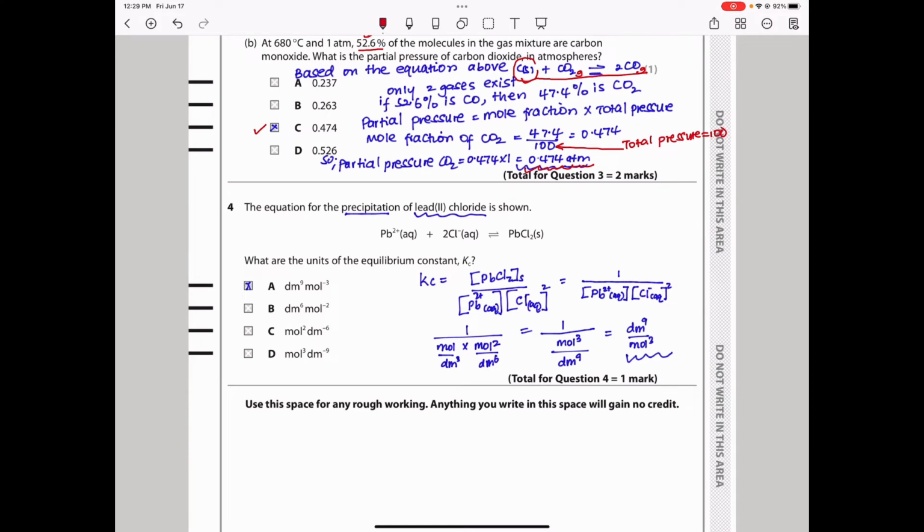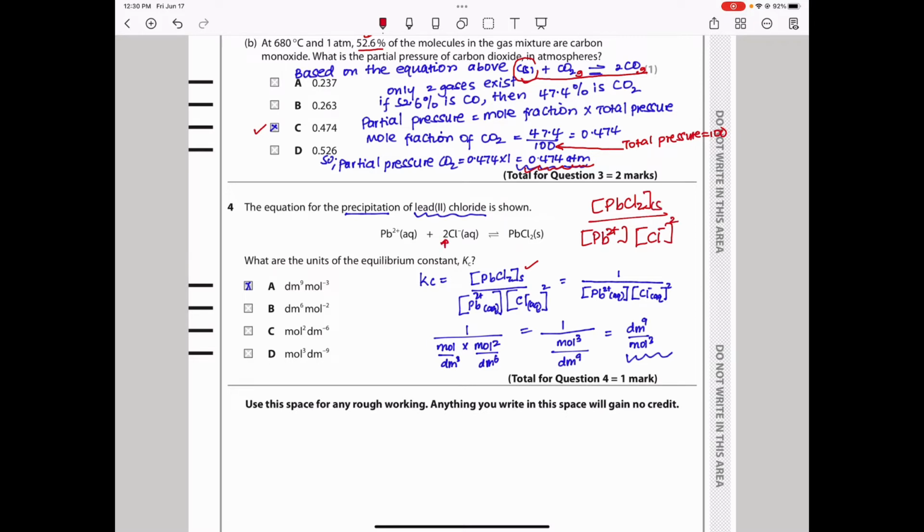Question 4 says the equation for the precipitation of lead chloride is shown. Okay, and they ask what are the units of the equilibrium constant Kc. So what we need to know is, if we are finding the equilibrium constant Kc, it's usually going to be Kc is equal to the concentration of products divided by the concentration of the reactants. Now in this case, the products is going to be basically the concentration of PbCl2 divided by the concentration of Pb2+, and then the concentration of Cl-. Since this is 2 times, we put that to the power, so it's going to be squared.